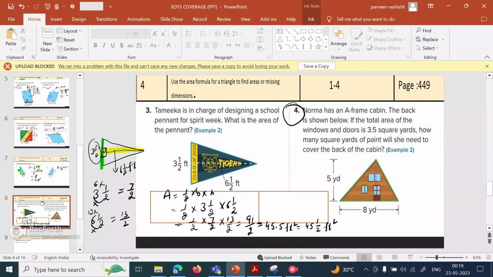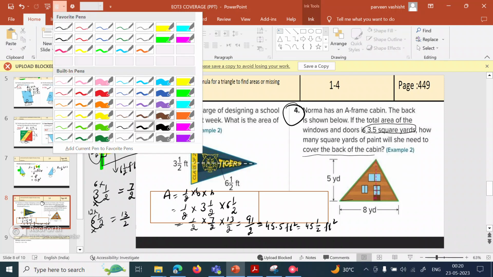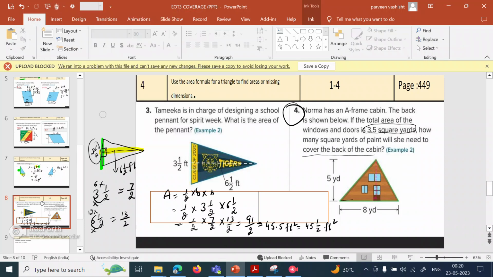Try question number 4. Norma has an A-frame cabin. The back is shown below. The total area of windows and doors is 3.5 square yards. How many square yards of paint will she need to cover the back of the cabin? So the total is a triangle given to you, so I can find the area of the total.